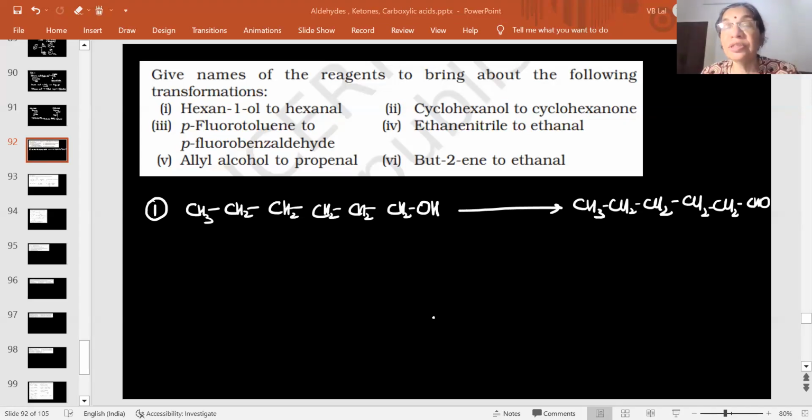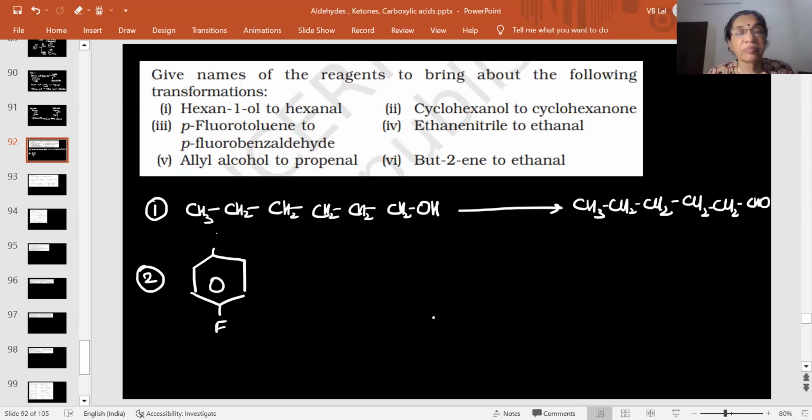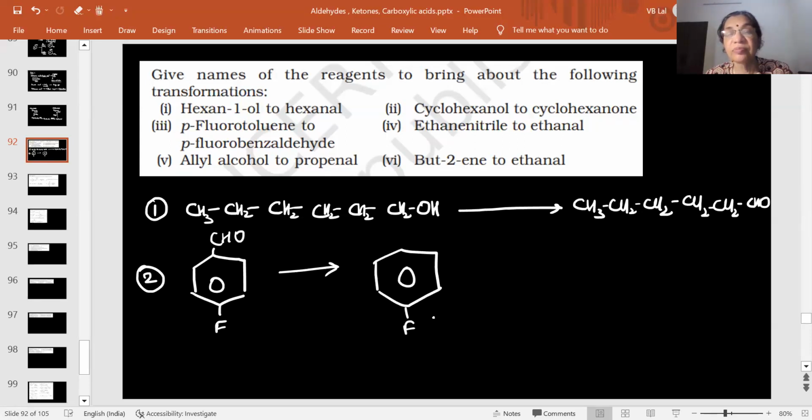We have to identify what is the reagent which will convert hexanol to hexanal. That is the first one. The second one is parafluorotoluene to parafluorobenzaldehyde. Think of the reagents. Fourth one is allyl alcohol.